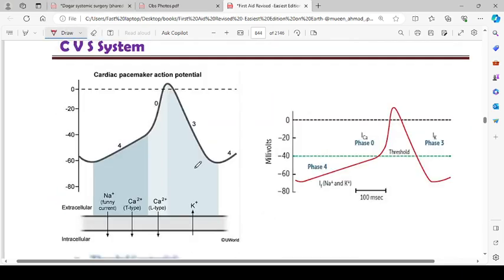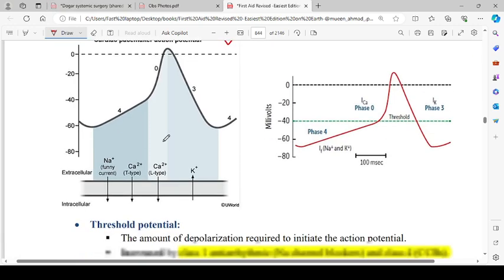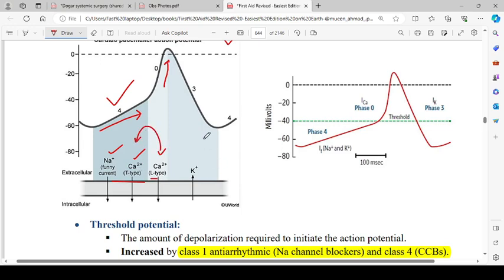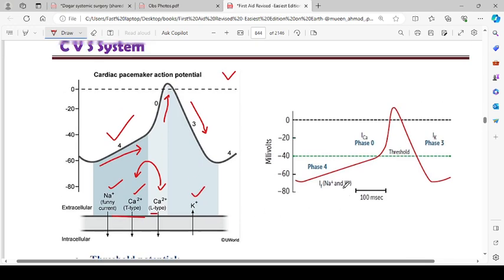Moving forward, this is the cardiac pacemaker action potential. Here you can see that the sodium funny current and the calcium T-type channels are entering the cells, while the potassium is not leaving the cells, and that is giving this upslanting phase 4. Then the phase 0 upstroke is given by the L-type calcium channels. These calcium channels are different from the T-type ones, and then the repolarization phase is mediated by the potassium efflux. Got it. So here you can see phase 4, phase 0, and phase 3.